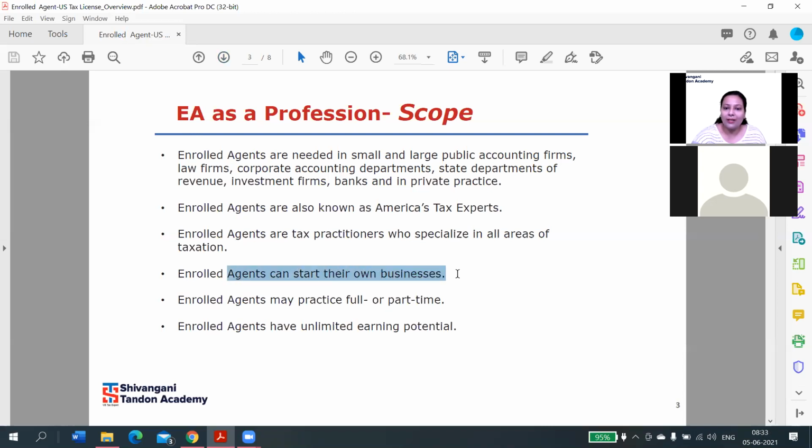Enrolled agents can start their own business. A lot of people from India are coming into this field to settle their own companies and fetch the client base from the US. From Ahmedabad, many companies have got registered, and even in Delhi. If you check various job portals, small scale firms are specifically looking for enrolled agents or US tax experts who can help them while preparing the returns.